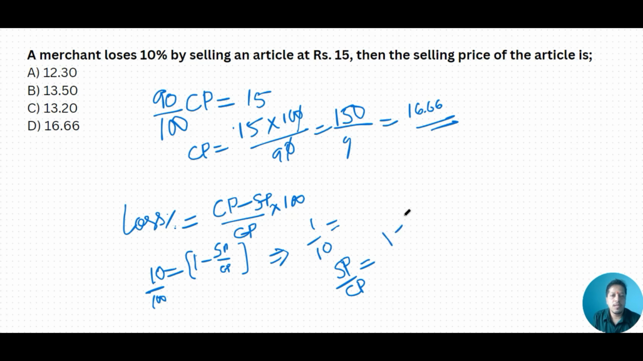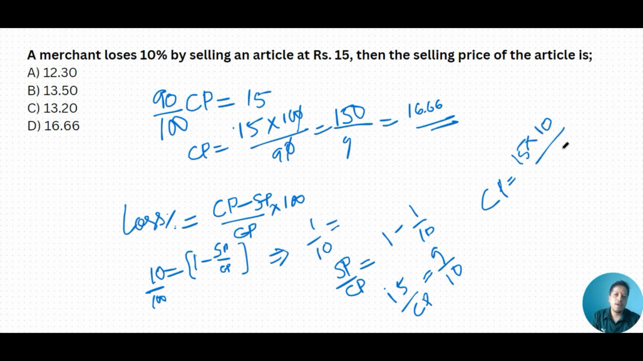So it will be 1 minus 1 by 10, and SP is 15, right? So 15 divided by CP is equal to 9 by 10. Again CP if I send it to the right hand side, I will be left with 15 on the left hand side, and this 10 will come onto the top and 9 will come to the denominator. If you see, the calculation is the same as with our method. So 150 by 9 is equal to again 16.66. The method is the same, but I just took a shortcut.